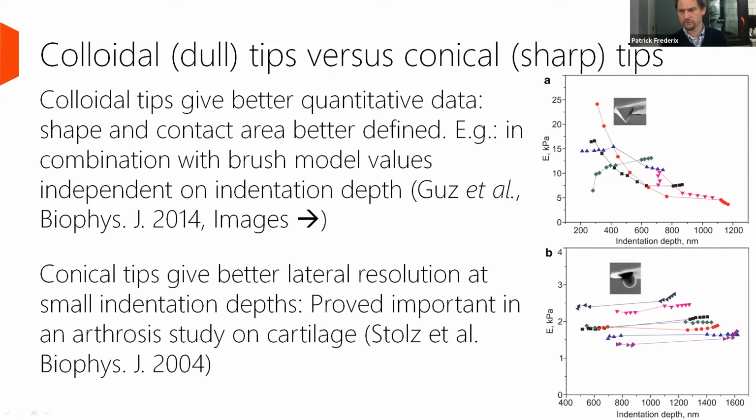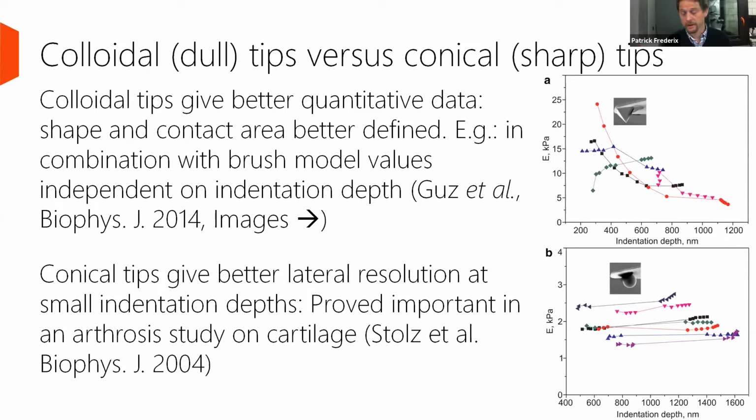What you see here on the right is an example measured in the group of Igor Sokolov, where they looked at cells. They used not the standard Hertz model or Sneddon model, but a brush model. And they looked at how the elasticity depends on the indentation depth. What they observed is that for spherical tips, you get a much steadier result. There's only 5–6% variation in the obtained values at different indentation depths, whereas with pyramidal conical tips, you have a much larger spread in the obtained elasticity.